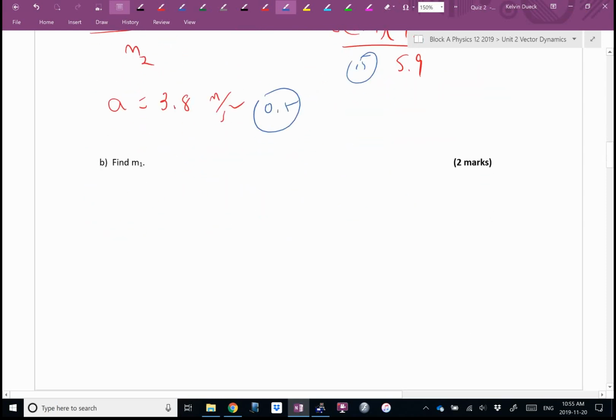Write an equation for M1. How? Who's winning? Who's losing? M1. What's that going to equal? M1A. Sam, how many M1s do I have? 2. How many would I prefer? 1. Get them to the same side.